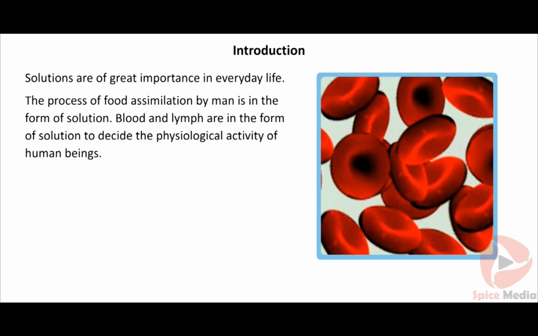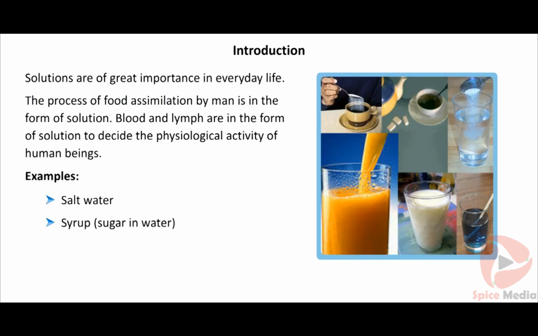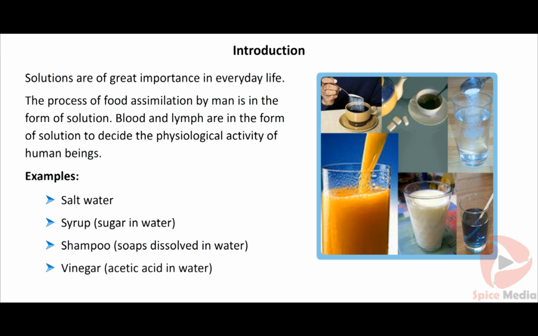Blood and lymph are in the form of solution to decide the physiological activity of human beings. Salt water, syrup, sugar in water, shampoo, soaps dissolved in water, vinegar, acetic acid in water are used in the form of solution in our everyday life.